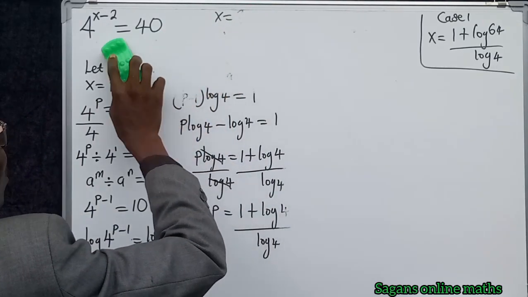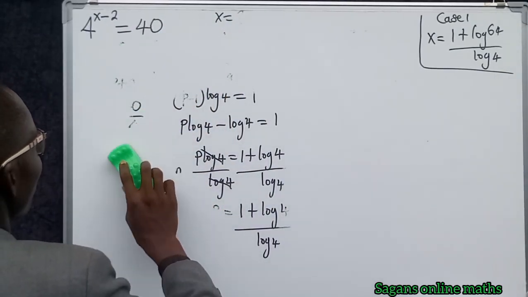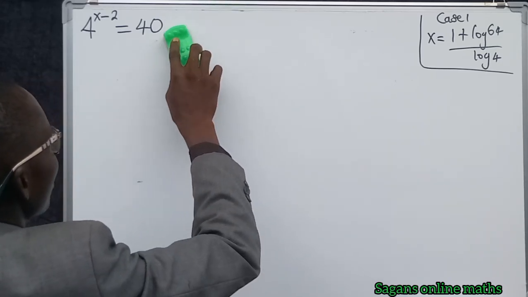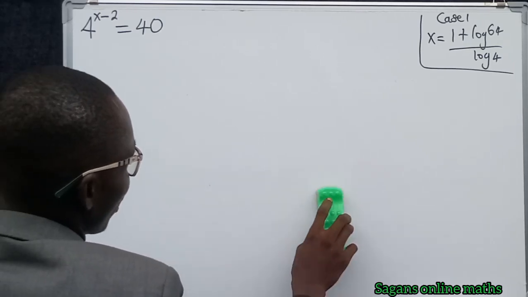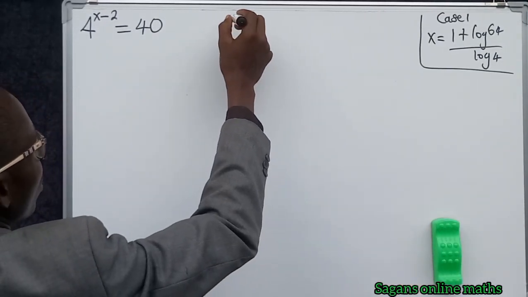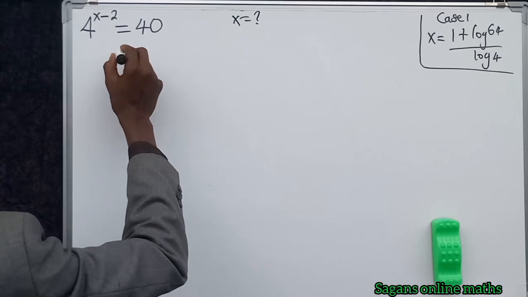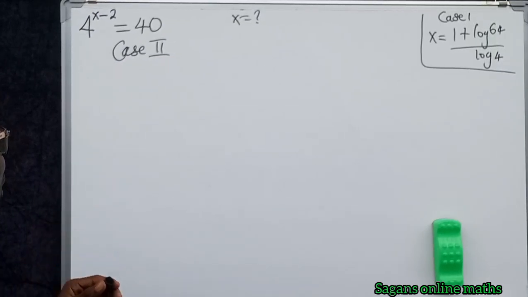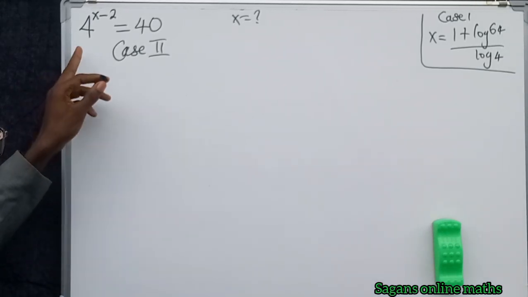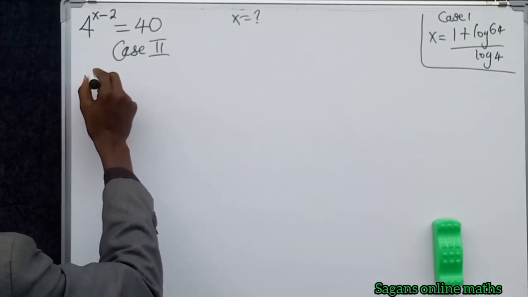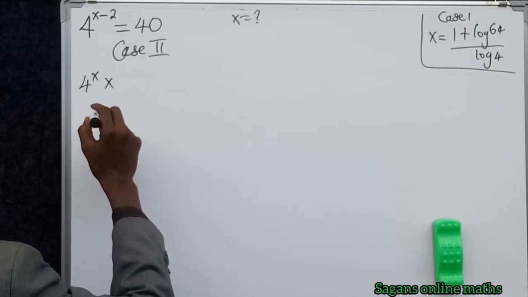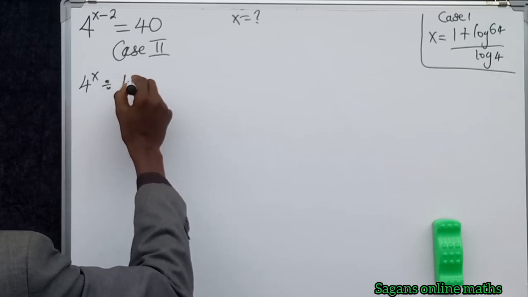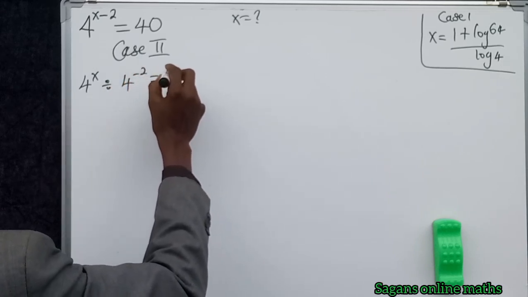Alright, I want to see what we can do to our case 2. Wow, this is amazing. Alright, let's see our case 2. Now, what we are going to do is obey the properties of indices. We are not wrong if we decide to write this as 4 to the power of s multiplied by 4 to the power of minus 2 is equal to 40.